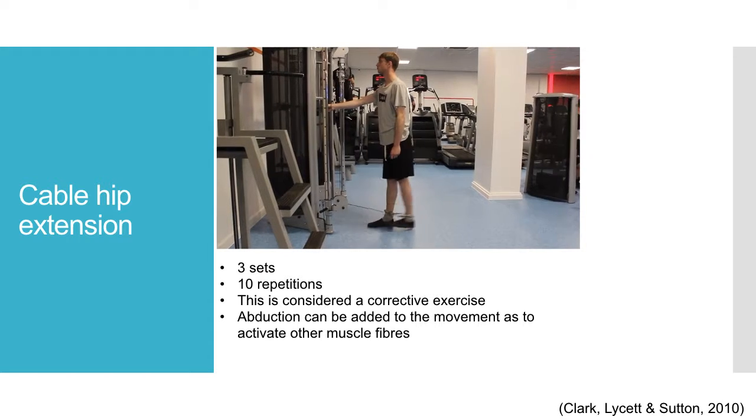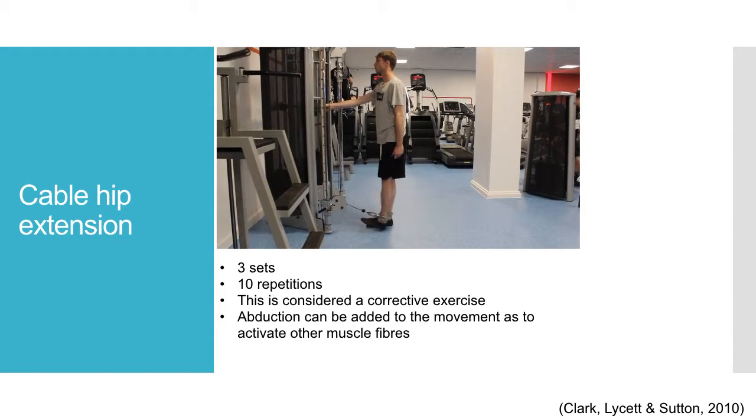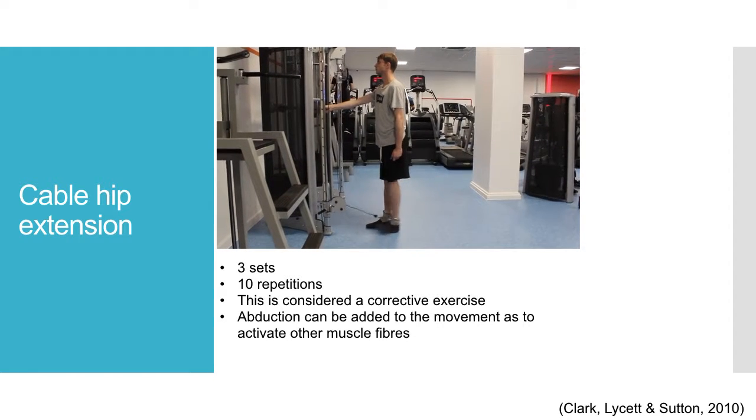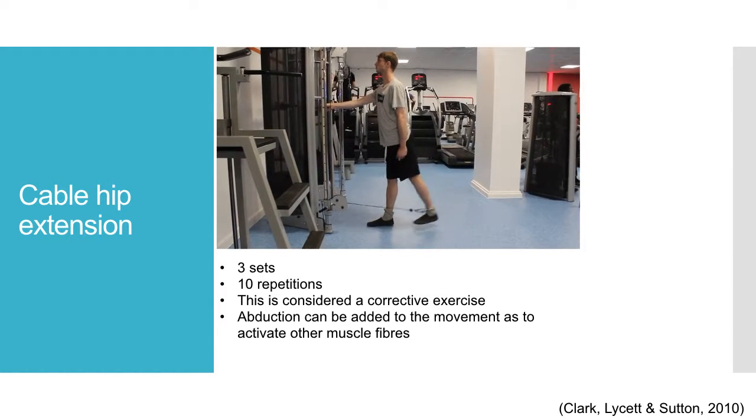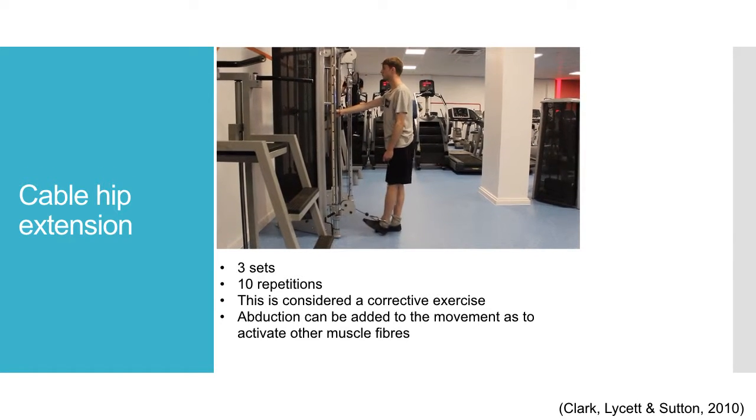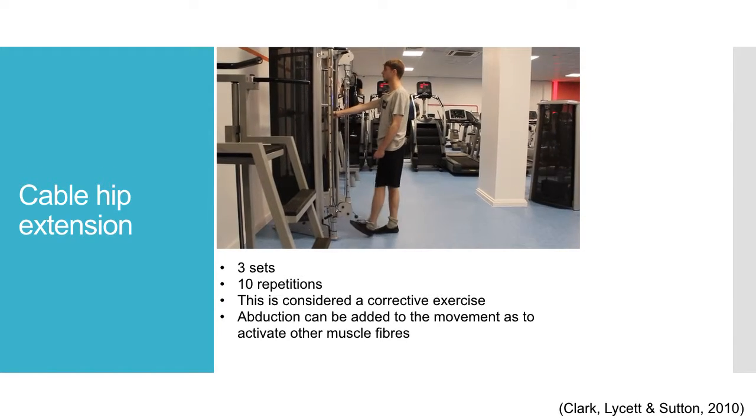The athlete extends their hip, keeping their knee extended. This should be done for 3 sets of 10 repetitions. To progress this exercise, weight on the machine can be increased. Also, abduction of the hip can be added to the movement.